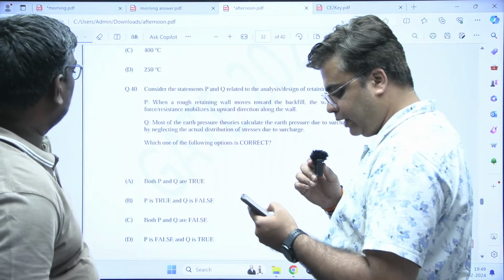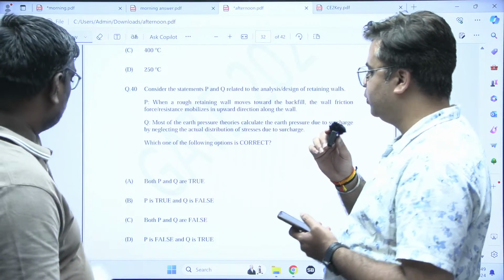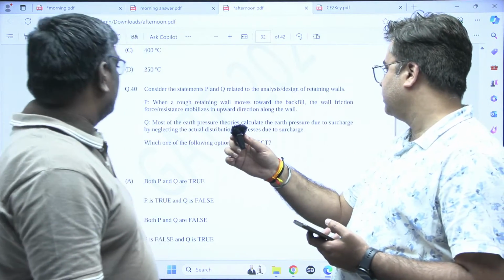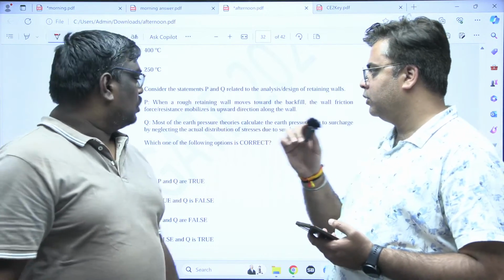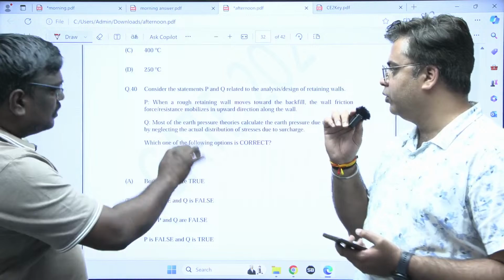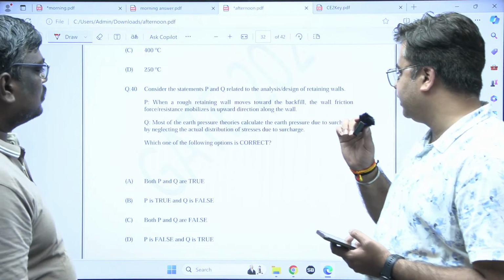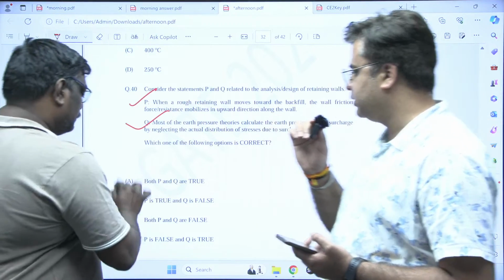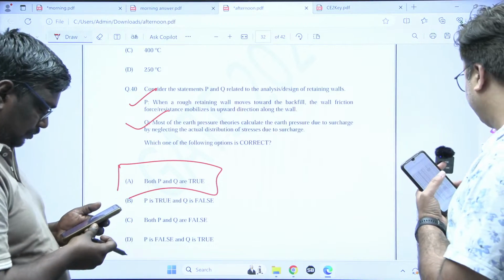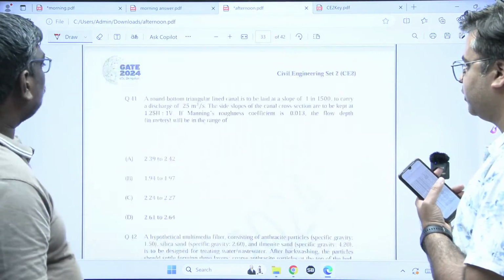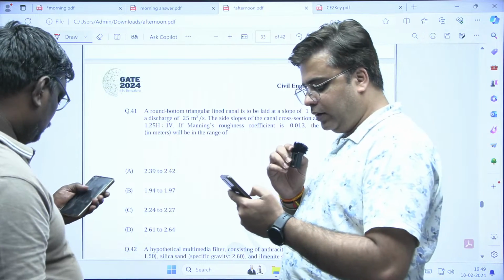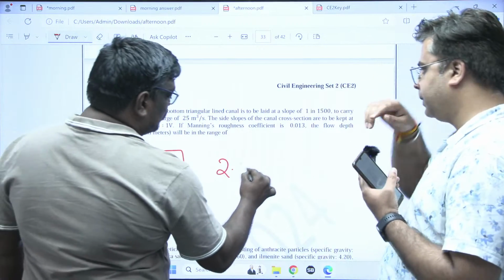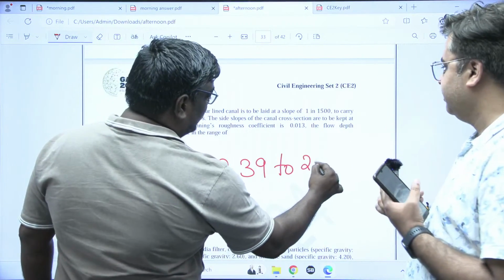Then you have question 40. For this question 40, again option A is correct, meaning both statements are true. When a rough retaining wall moves towards the backfill, the wall friction mobilizes in the upward direction. Statement Q: most of the earth pressure theories calculate the earth pressure due to the surcharge by neglecting the actual distribution of stresses due to the surcharge. So both statements are correct. Coming to the next question, number 41. For question 41, your correct answer is again option A, 2.39 to 2.42. It is the flow depth of a triangular channel, 2.39 to 2.42.